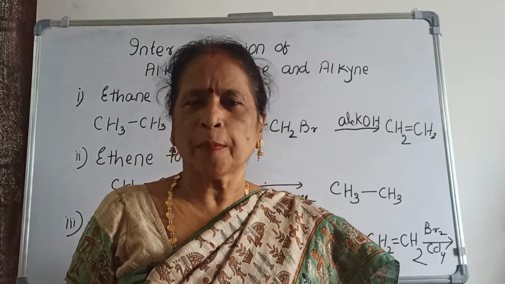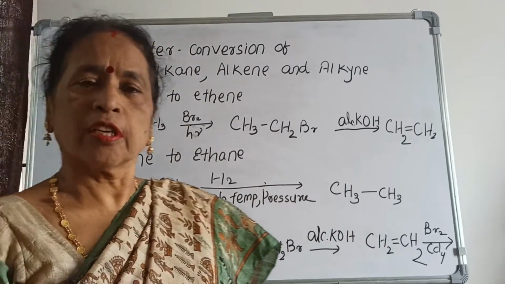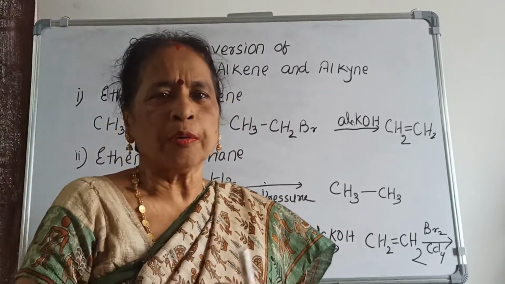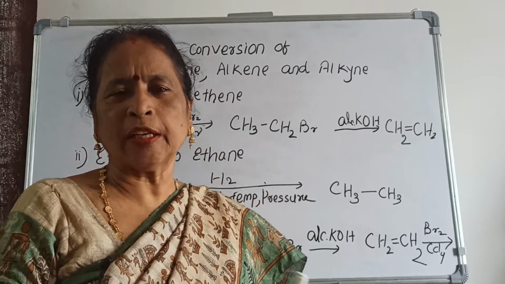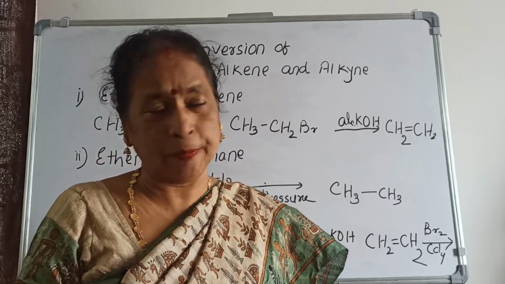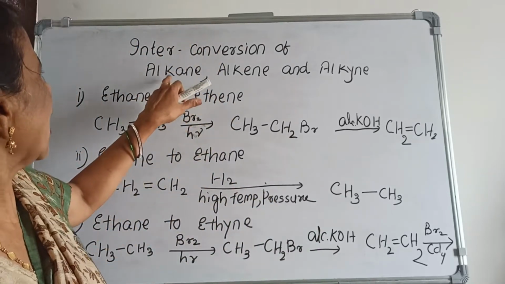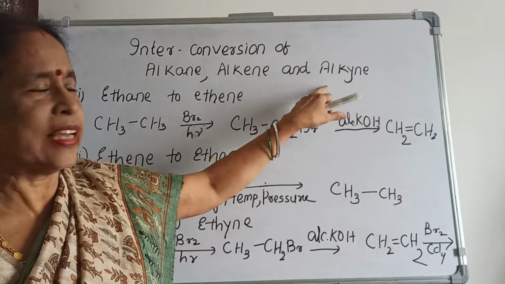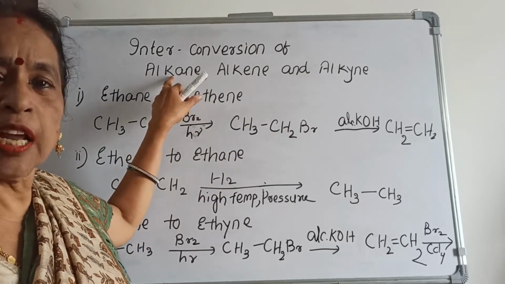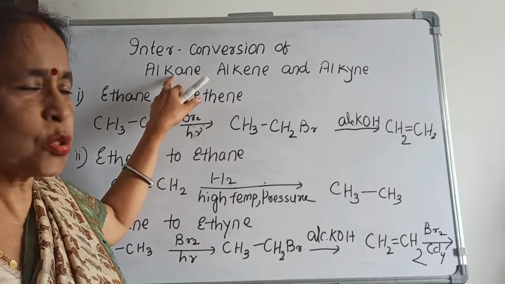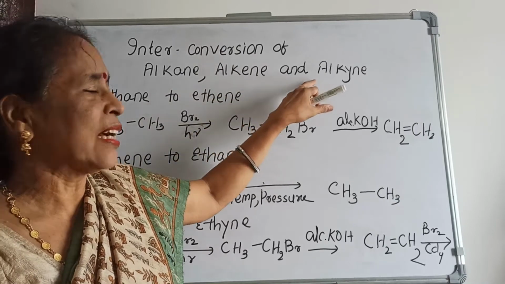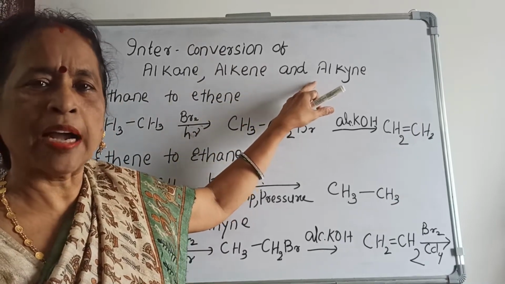Now I am going to the topic here, interconversion of alkane, alkene, alkyne. That means how we will convert alkane to alkene, alkene to alkane and alkene to alkyne respectively. Now you can see alkane, alkene, alkyne, where alkane is a saturated hydrocarbon and that formula is CnH2n+2, alkene is CnH2n and alkyne is CnH2n-2.